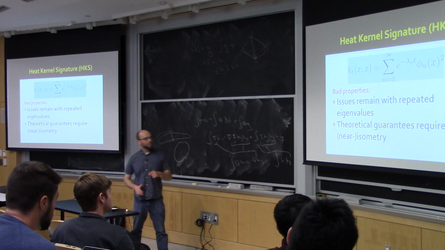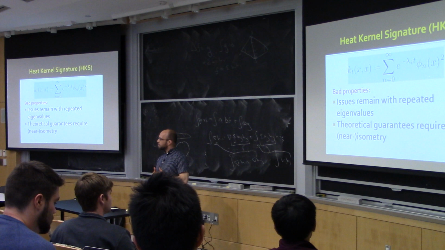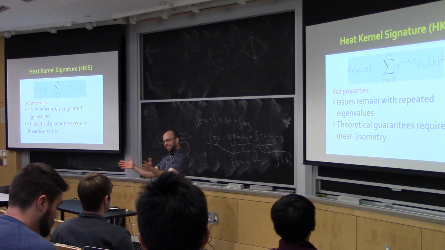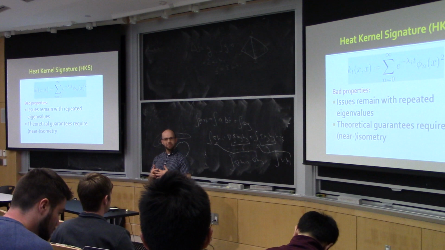Okay, so these are good properties, of course. For every set of good properties, there's a bad one. When you have repeated eigenvalues, then you no longer have switching problems, but you do just have multiple points that can get the same signature. Depending on what research paper you read, that's either a bug or a feature, right? If you care about symmetry detection, that's a feature, right? Because it means both hands ended up in the same point in your embedding space.